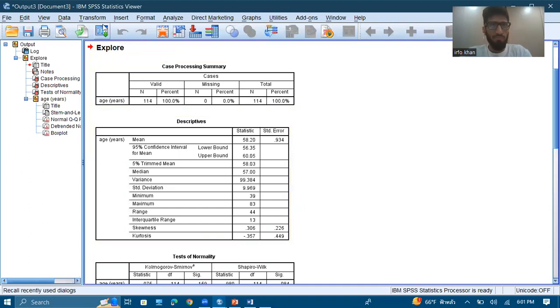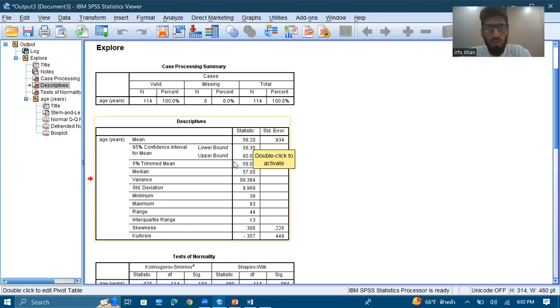Now SPSS will automatically analyze the data for you. This is the SPSS output that I discussed in my previous video. If you want to check whether the data is normally distributed or not, we come to the descriptives and compare the value of the mean with the median. The mean value is 58.20 and the median is 57.00, so it is somewhat near. When the values are the same or near, it means the data is normally distributed. The second check is to compare the mean with the 5% trimmed mean. It is 58.20 and 58.03, so it also passes this assumption.